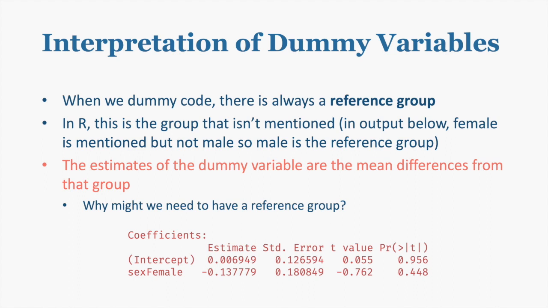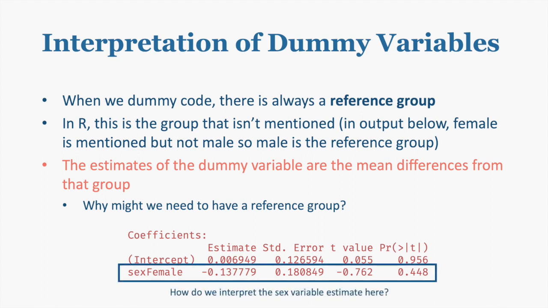So one thing to consider, why do we need a reference group? Well, when you have discrete variables, you have to have something to compare to. When you have a continuous variable, you can just say for a 1 unit increase and it can be from anywhere. But when it's discrete like this, you need a starting point. And it can be any of the groups that you pick, but it needs to be 1.